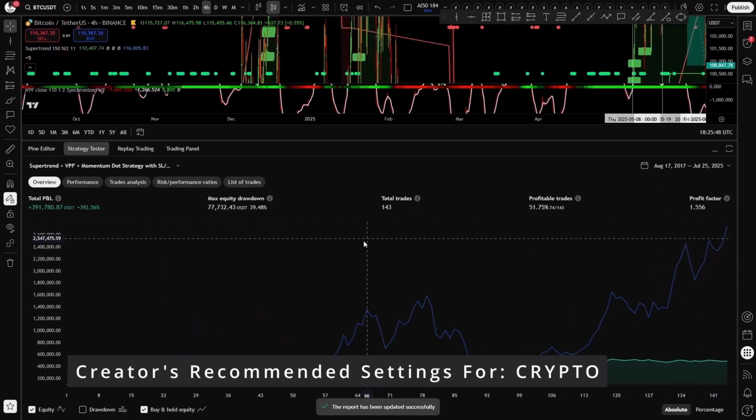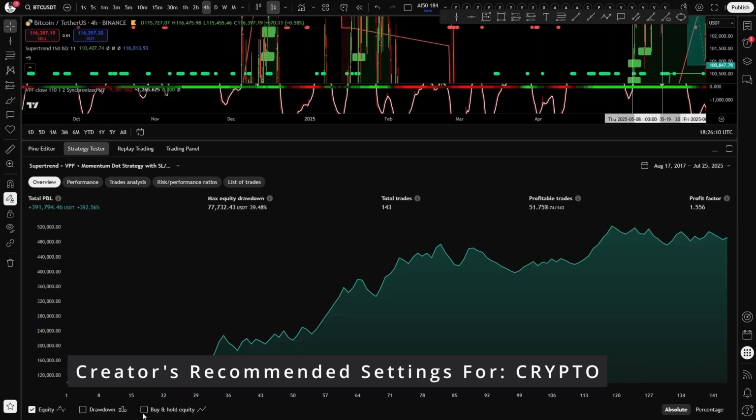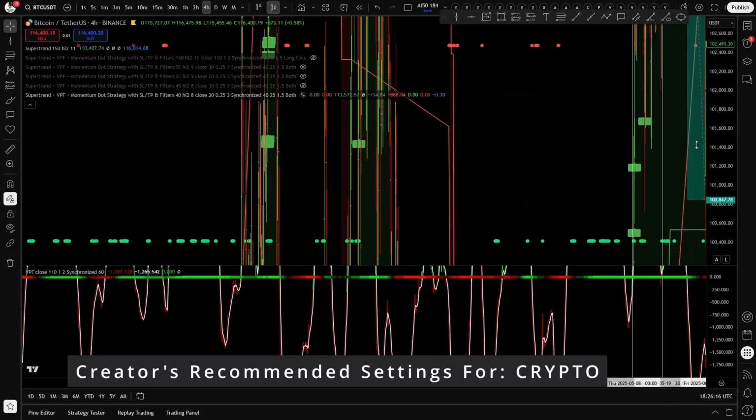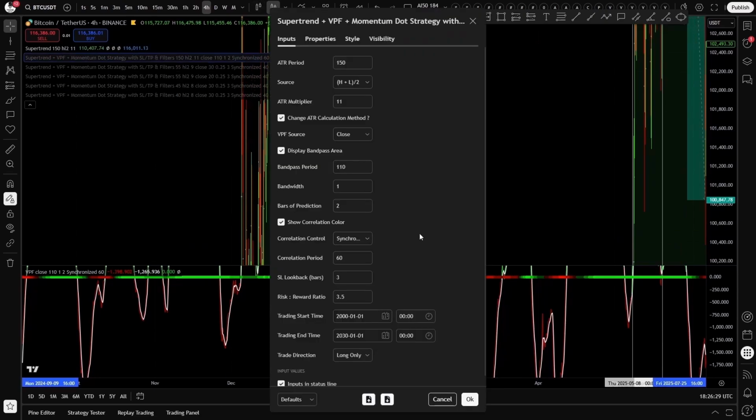The 4 hour is also profitable, but again, the buy and hold outperforms it. The profit factor is a bit higher, 1.55, but the drawdown is also higher, 39%, and the net profit is also higher, almost 400%. So his recommended crypto settings seem to be working pretty good, but not better than the buy and hold. And now we went over all of his recommended settings, and at the beginning we went over my optimized settings. Now let's see how you can get access to this strategy script for free.